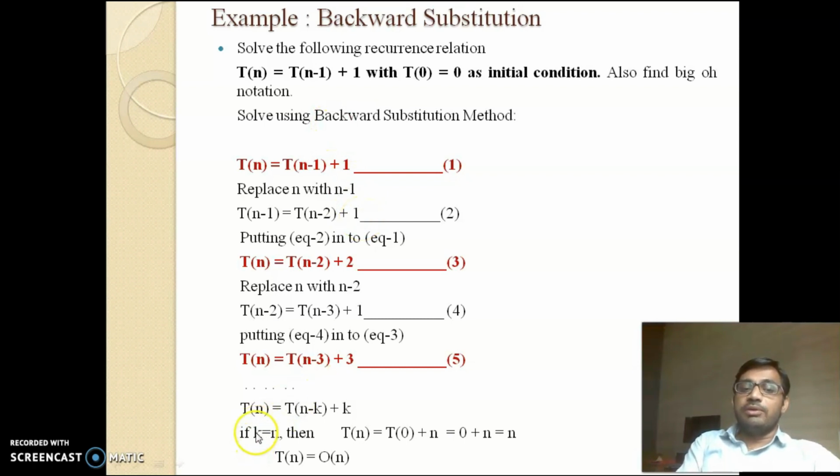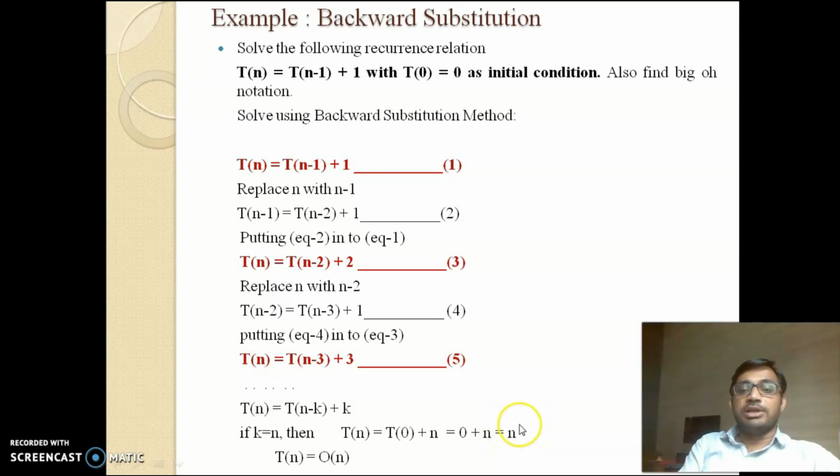So if we put the value of k equal to n in this formula, then we get T of n is equal to T of n minus n, that is 0. So T of 0 plus k. In place of k we are putting n. So T of 0 plus n. And the initial condition is already given, T of 0 is equal to 0. So here in place of T of 0 we can put 0. So 0 plus n is equal to n. So we are getting the answer n.